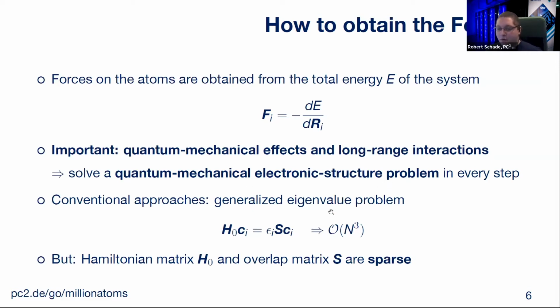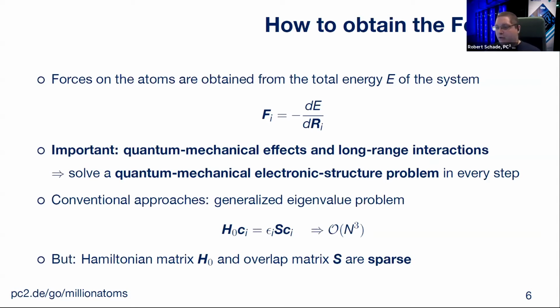In a conventional approach, that would mean the solution of a generalized eigenvalue problem, where on the one side we have the Hamiltonian H0, Ci would be the wave function coefficients, S is the overlap matrix, and epsilon i are the eigenenergies. Solving that in a naive way would give you a cubically scaling problem, which obviously will kill you once you go beyond 1,000 or 10,000 atoms.